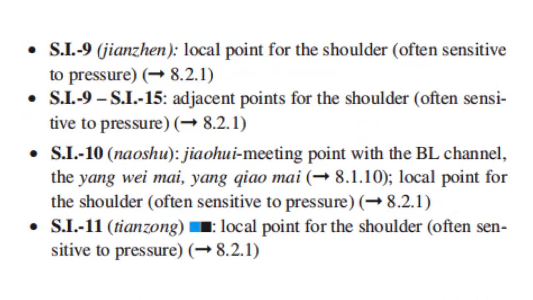SI9, local point for the shoulder, often sensitive to pressure. SI9 to SI15, adjacent points for the shoulder, often sensitive to pressure. SI10, Jiao Hui meeting point with the bladder channel, the Yang Wei Mai, Yang Qiao Mai, local point for the shoulder, often sensitive to pressure. SI11, local point for the shoulder, often sensitive to pressure.